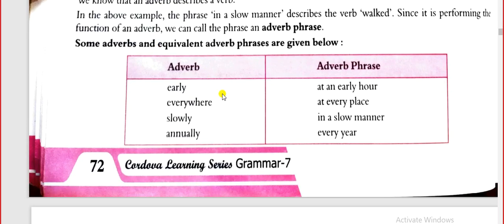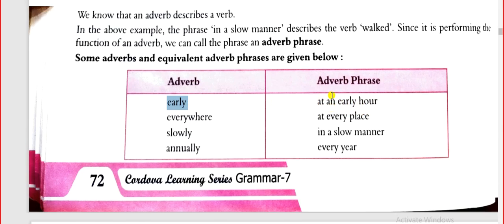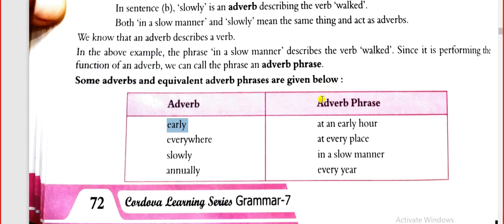Now, quickly, let us have a look at this box. Some adverbs and their equivalent adverb phrases. So if an adverb early is there, it means at an early hour, है ना? इससे जुड़ा हुआ adverb phrase किसी sentence में क्या हो सकता है? At an early hour. ये भी पूरा एक मैनर दिखा रहा है कि early से क्या मतलब है. Adverbs are of many kinds, है ना? Time, reason, place, manner.